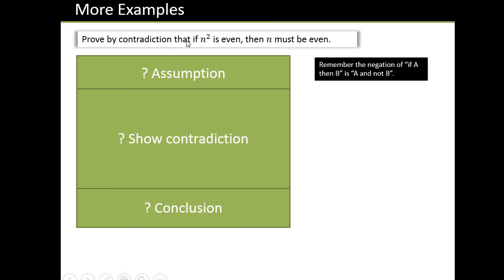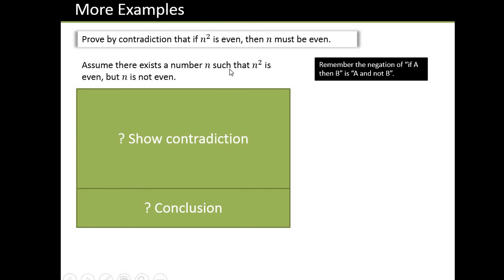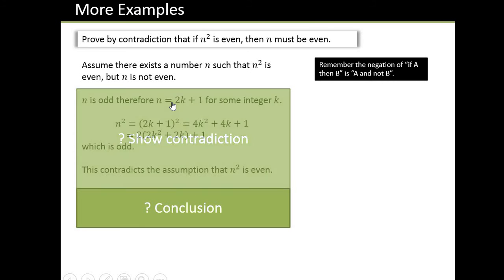Prove by contradiction that if n squared is even, then n must be even. Okay, so it's a little bit like that last one. Remember the negation of "if A then B" is going to be "if A then not B". So here's our contradiction. If n squared is even, then n must be not even, which of course we call odd, don't we? So here's my assumption. Assume there exists a number such that n squared is even, but n is not even. So of course here we're talking about odd numbers.